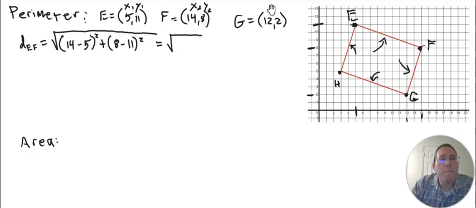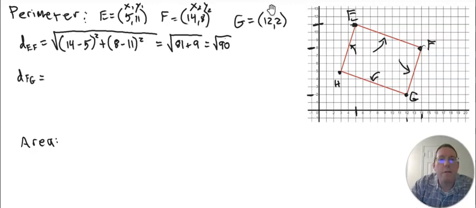That's 9. 9 squared is 81. So 81 plus 8 minus 11, that's negative 3. Negative 3 squared is 9. And so 81 plus 9 is the square root of 90. I think we've done this one before, maybe. Okay, 90. Okay, great. Now we need the distance of FG.